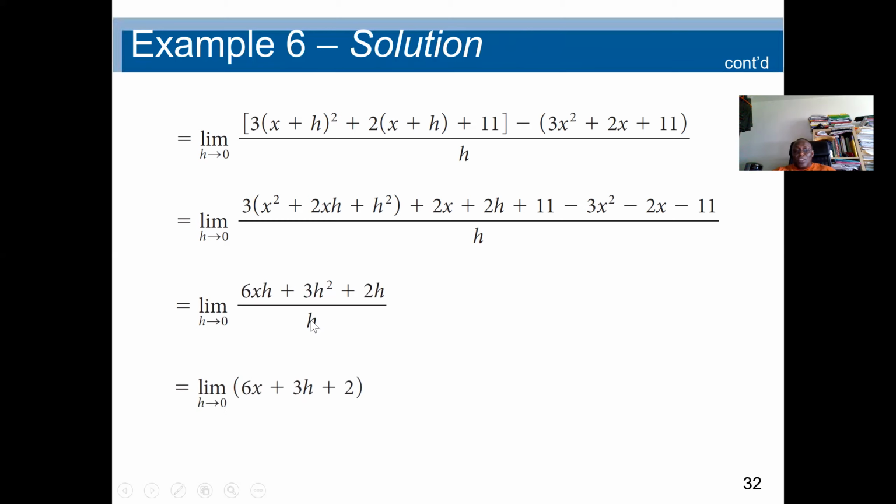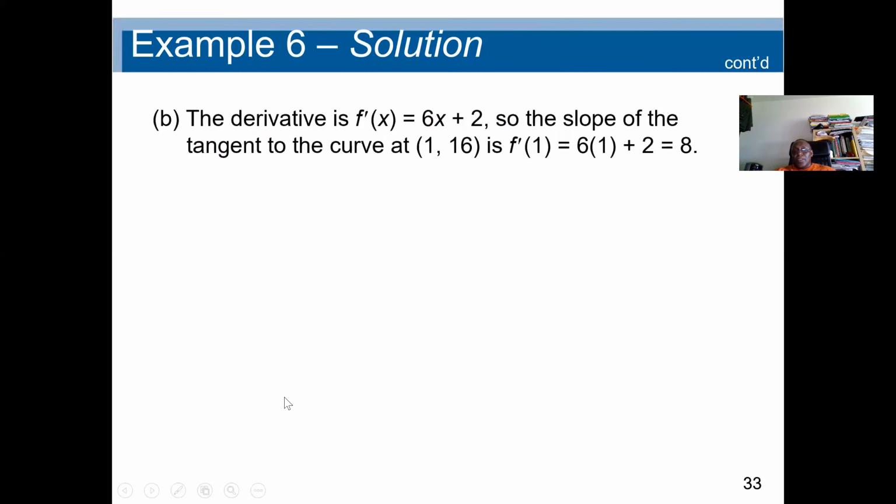So this will give us h outside. So we get 6x plus 3h plus 2. And that h outside will cancel the h at the denominator. And since h is approaching 0, we say 3h will be 0. So as we said earlier, the answer will be 6x plus 2. And the derivative of f at x is 6x plus 2.